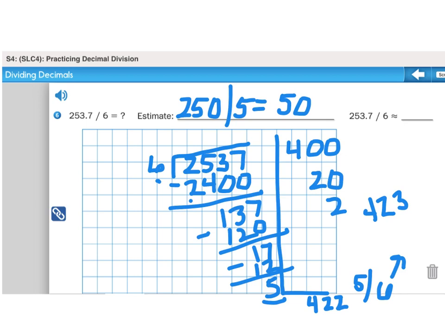Once again, I have to go back in and put that decimal point in. My estimate up here was 50. So that tells me I'm going to put my decimal point right there between the 2 and the 3, because 42.3 is fairly close to 50. And I have that once again, that approximately sign, instead of an equal to, it's approximately 42 3/10.